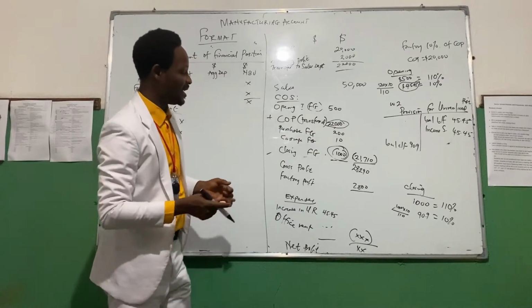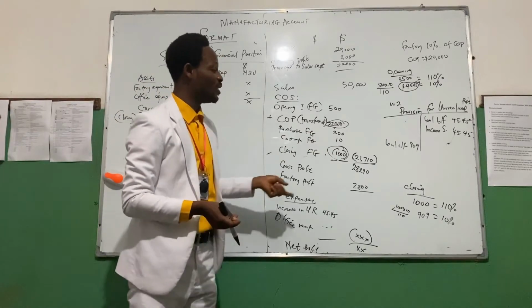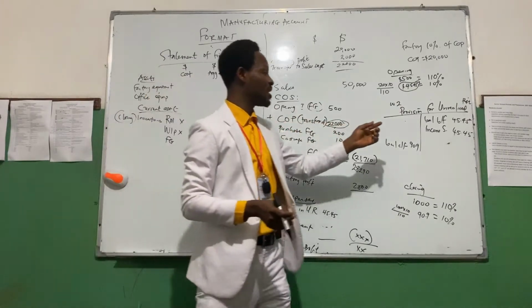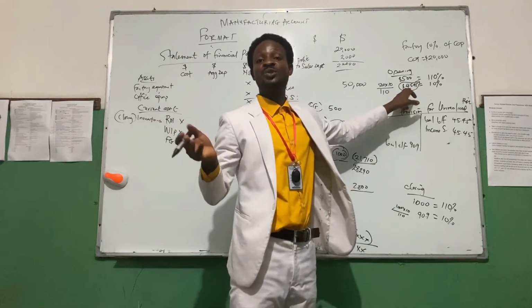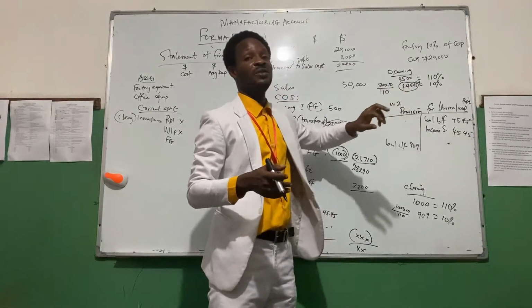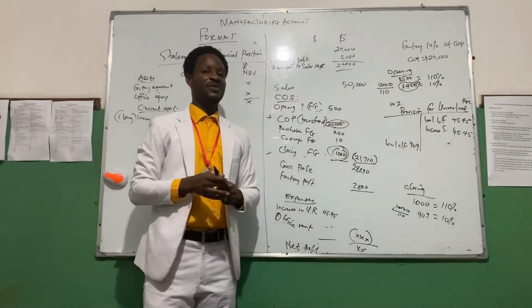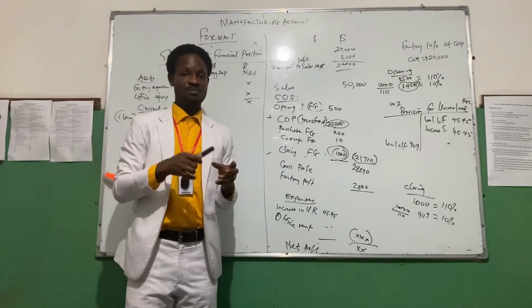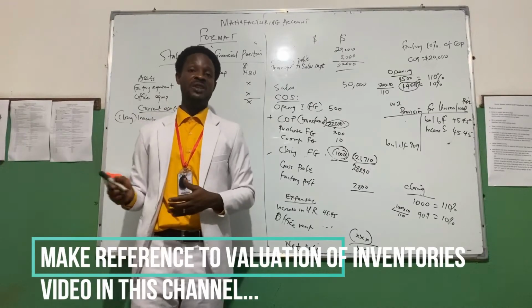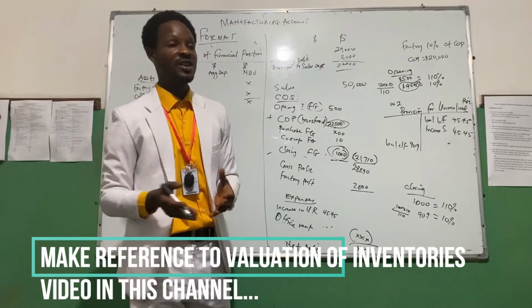Now, how do we get that? Basically, just deduct the unrealized profit from 1,000. You already worked it out here, so don't do the calculation again. 1,000 minus unrealized profit will give you cost. Also, remember valuation of inventories, as we have done it also in this channel. You can watch it for reference purposes.